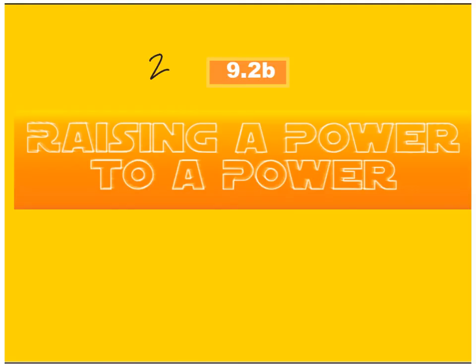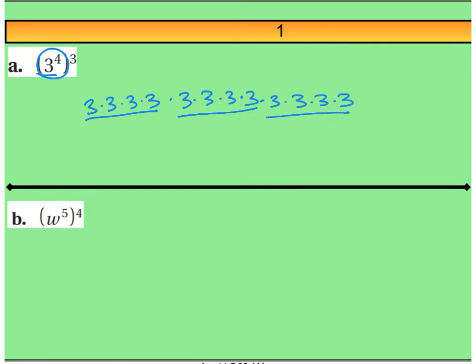Now, for the second one, this is our second power, and this is the last one we're going to do today, is raising a power to a power. So now we're going to do it the long way first. I'm going to do 3 to the power of 4, so I'm going to do 3 times 3 times 3 times 3. There's 3 to the power of 4, but I'm going to do that 3 times. 1, 2, 3, 4. There's 2. 1, 2, 3, 4. There's 3. All together, I have 1, 2, 3, 4, 5, 6, 7, 8, 9, 10, 11, 12. So my answer is 3 to the power of 12.